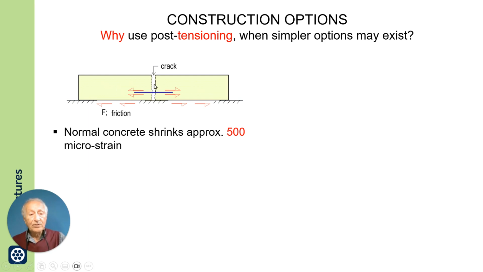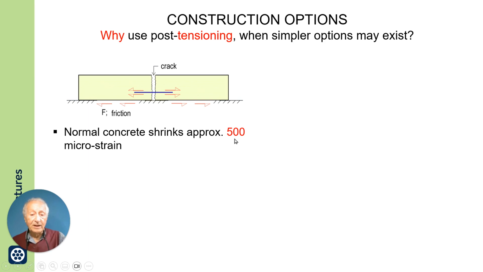Now, how much cracking are we going to have? Typically, concrete shrinks about 500 microstrain. That is 500 times 10 to the power minus 6.